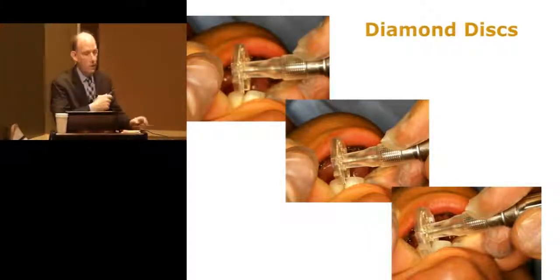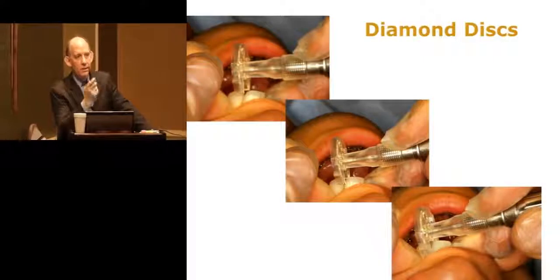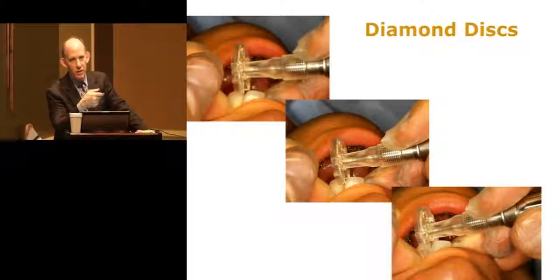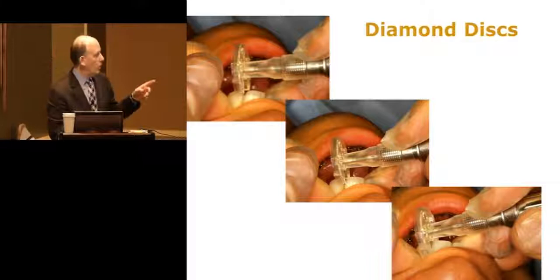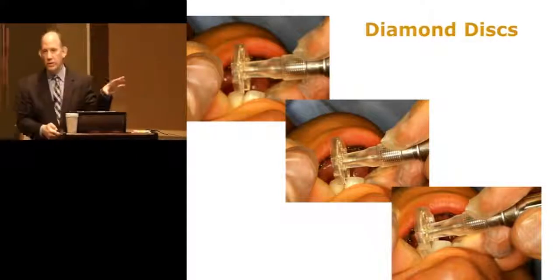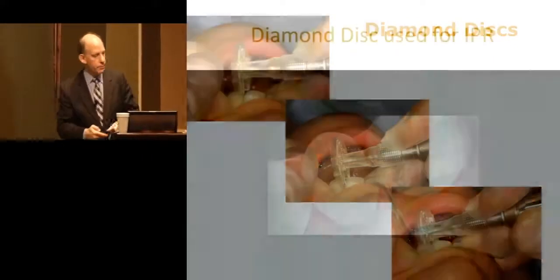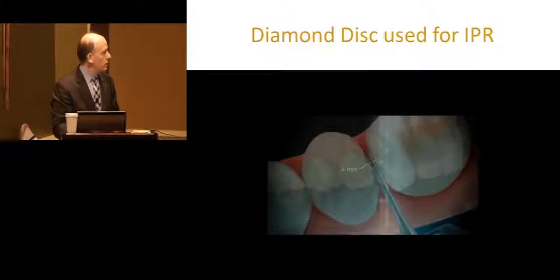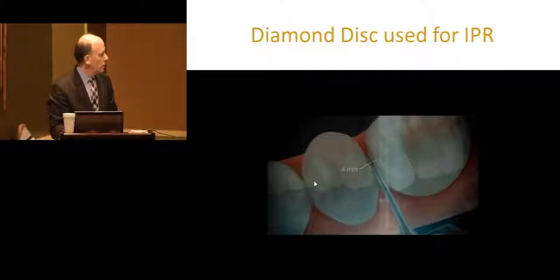Now what's interesting about a diamond disc is you can buy these thin or thick, flexible, non-flexible, grit on the top, grit on the bottom, or grit on both sides. So we have 9 sizes of discs in our office for every scenario you can imagine. So this is a diamond disc for doing air rotor stripping. And again, here's what it looks like.